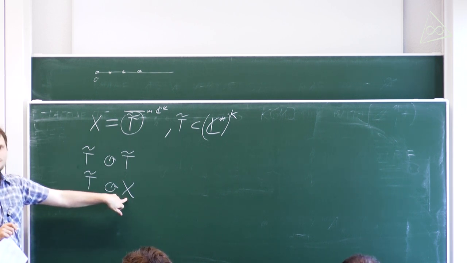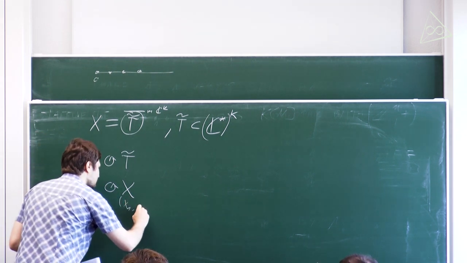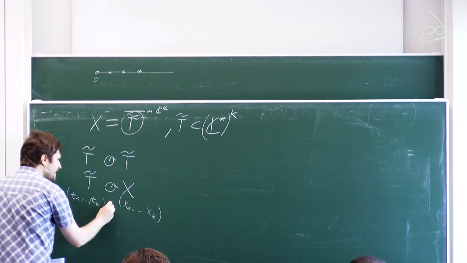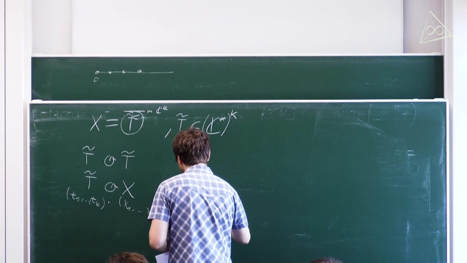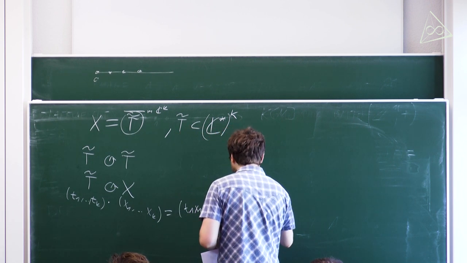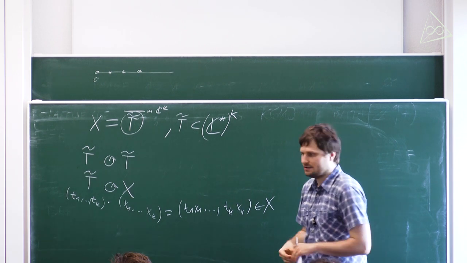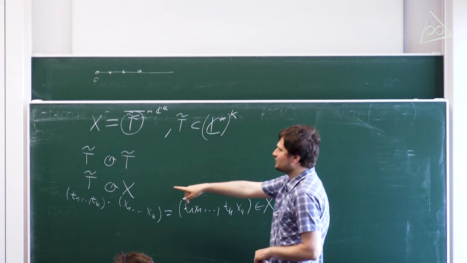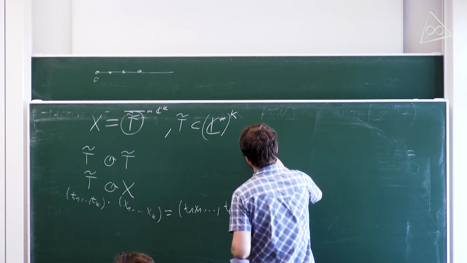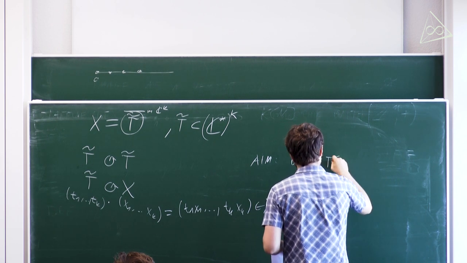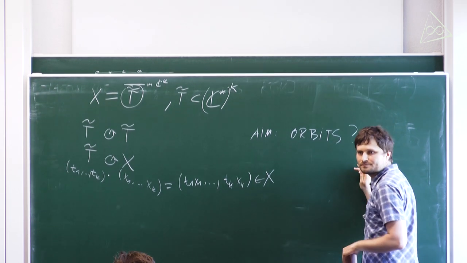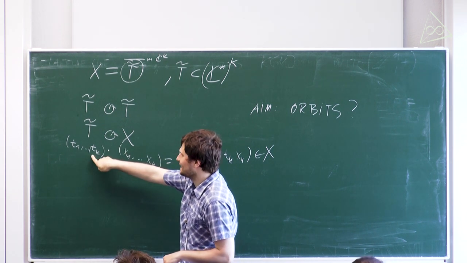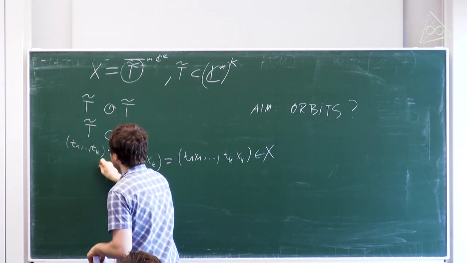What I said may sound complicated, but it's really easy. It says, take a point in X. Take a point in T tilde. In particular, it's also a point in X. Multiply them. And you get also a point in X. And you can use an easy topological argument to see that this is correct. Our aim is to describe orbits of this action. So I pick a point from X, and I look at all points I can get by multiplying by any point of T tilde, and I see what this is.